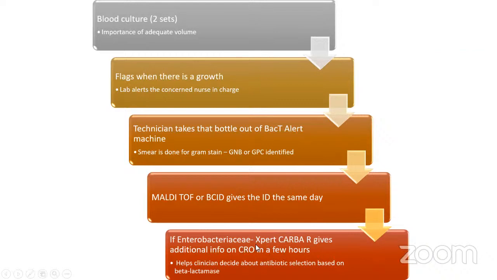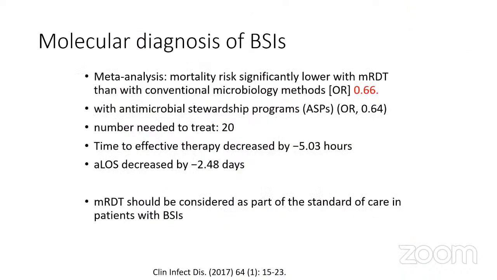And if it turns out to be E. coli or Klebsiella, an additional test you can do is the Xpert CARBA-R test, which I spoke about, which helps you decide, 1, whether there is carbapenem resistance, 2, what the mechanism is. And the literature clearly says that if you do this kind of molecular diagnosis, you are about 36% less likely to die. But it's important that you feedback on it.